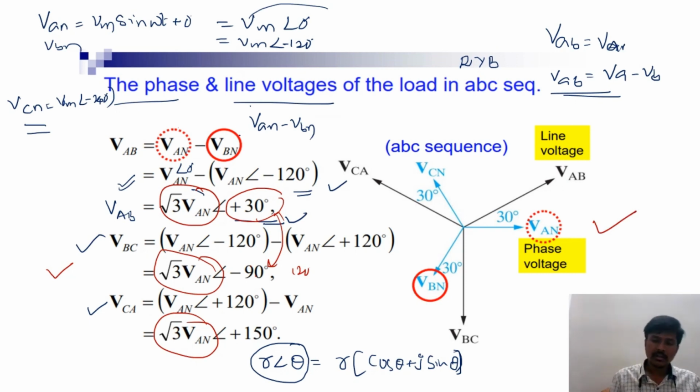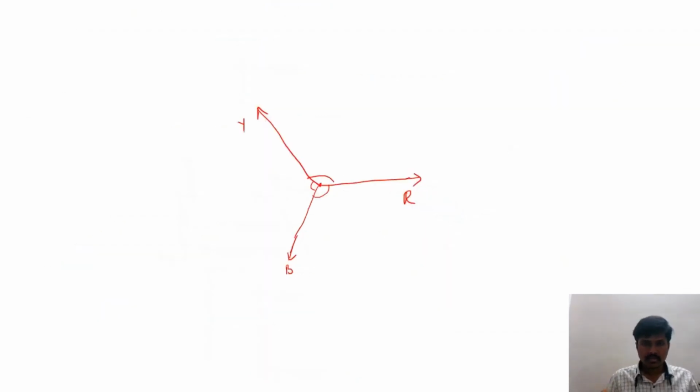Now this expression we need to represent in the phasor representation. Let us see how to draw this phasor diagram to represent the relationship between the line voltage and phase voltage. So here every phasor is having 120 degrees displacement. Now let us take this as VRN, this one is VYN, and this one is VBN. These three are phase voltages.